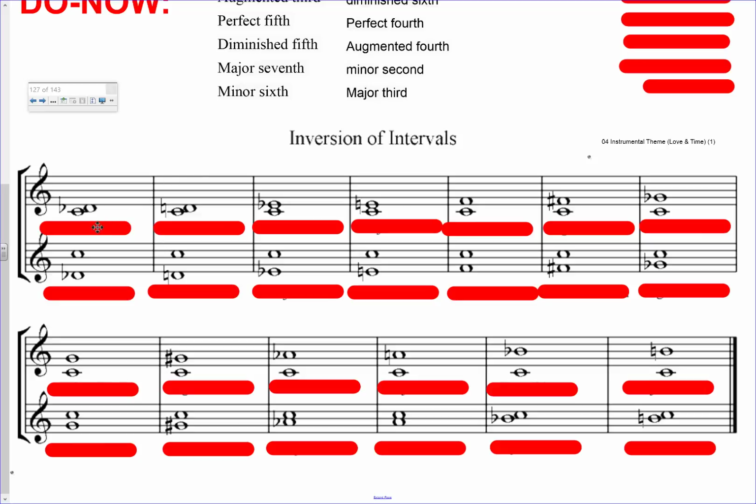Okay, college, let's see how you did. I'm going to reveal each measure one at a time, and you can check your work.